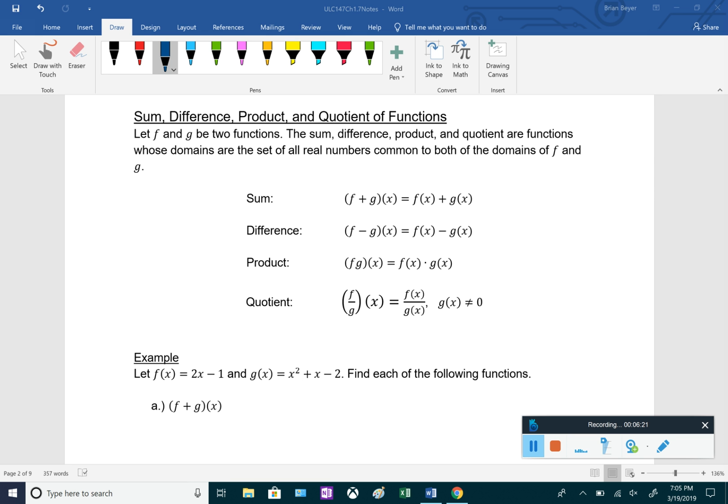So here's the new notation. If we were adding two functions, f of x plus g of x, instead of writing it like that, we can write it as (f plus g) of x. Same thing with subtracting. Instead of f of x minus g of x, we can write it as (f minus g) of x. For multiplying, instead of f of x times g of x, we can write it as (f times g) of x. And for dividing, instead of f of x divided by g of x, we can write it as (f over g) of x. So all that is new notation, and we'll see in a second how we pretty much already know how to do this.